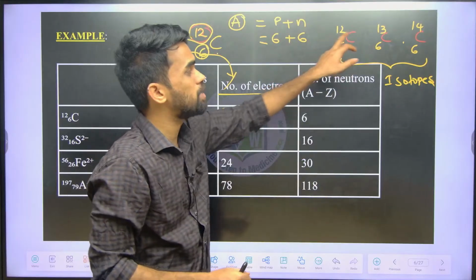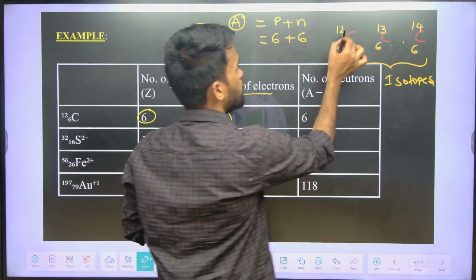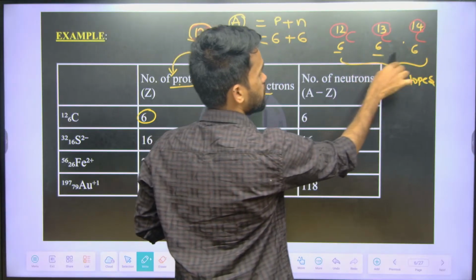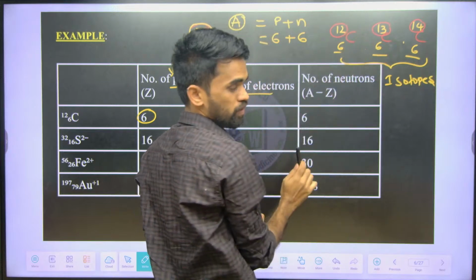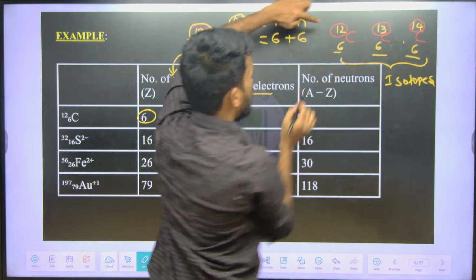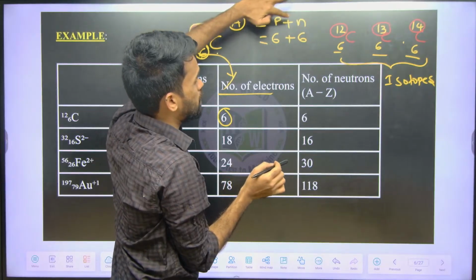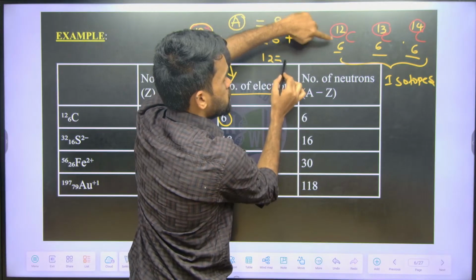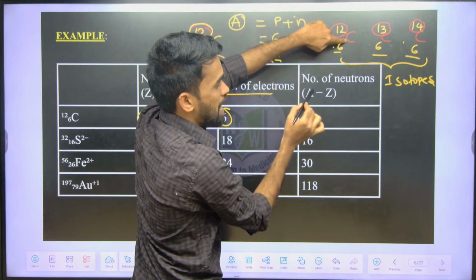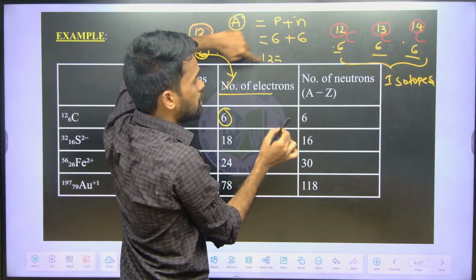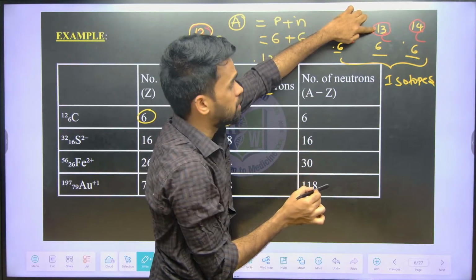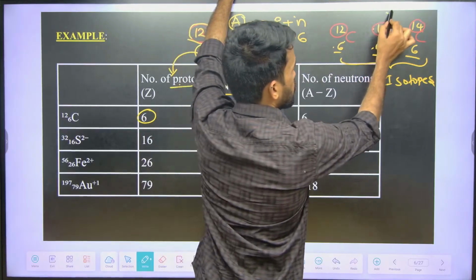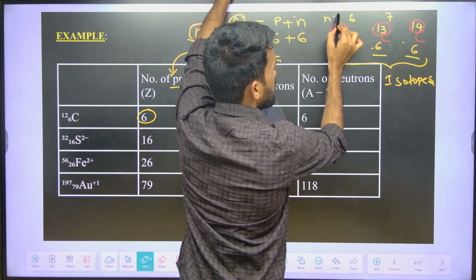So why are the mass numbers different here? Because the number of neutrons is different in these 3 cases. Protons are the same but the number of neutrons is different. Mass number equals protons plus neutrons. So how did we get this 12? There are 6 protons and 6 neutrons in this atom, that's why we write 12. In this case I am writing 13, but it has only 6 protons, which means the number of neutrons is 7.